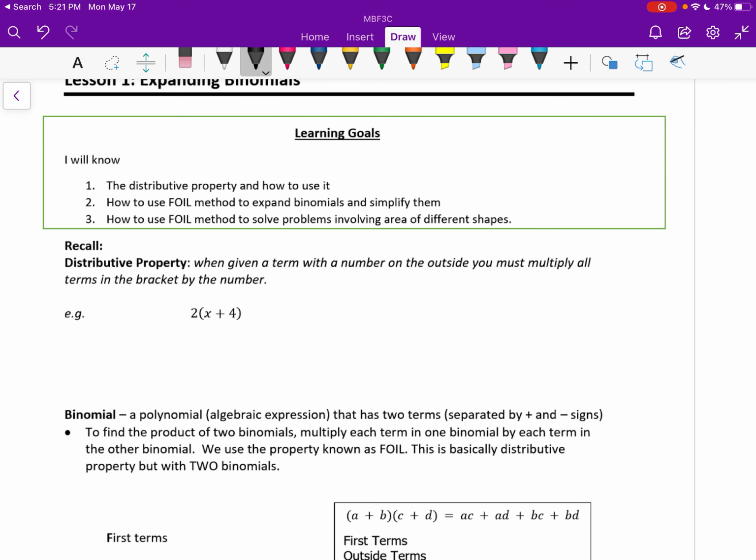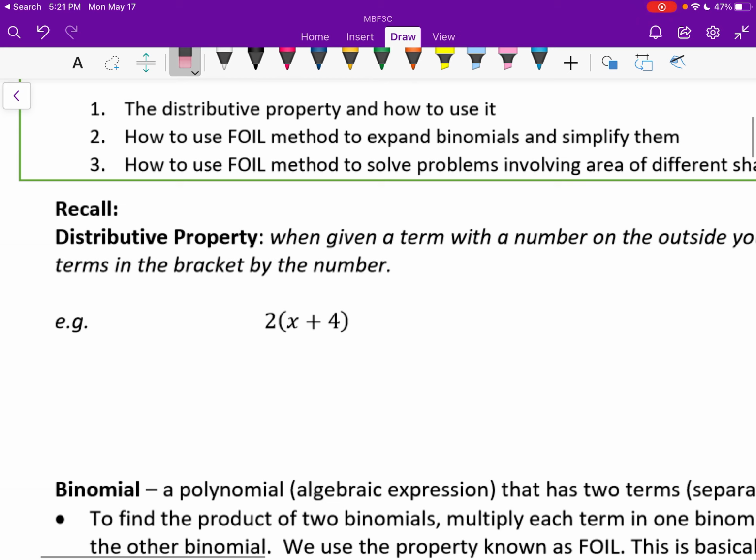So just as a recall from grade 9, the distributive property is when you're given a term with a number on the outside, right? So you basically are given something like this. This is the term, and then you're given the 2 on the outside, right? And so basically what you need to do in this situation is you need to multiply all the terms inside the bracket with the number on the outside of the bracket.